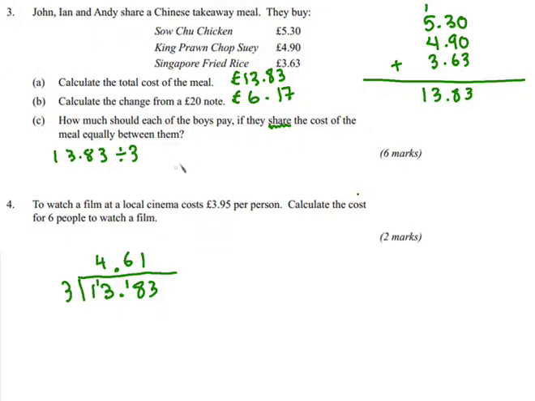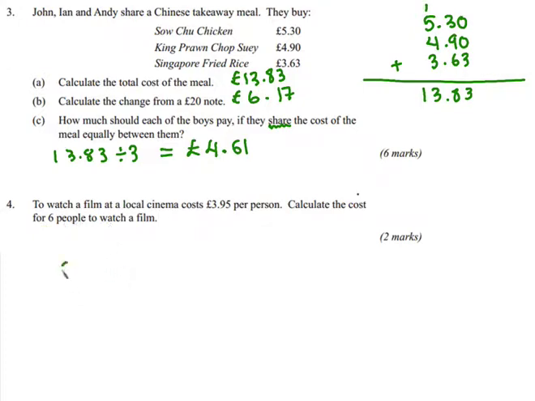So the boys have to give £4.61 each. Question 4. To watch a film at a local cinema costs £3.95 per person. Calculate the cost for 6 people to watch the film.